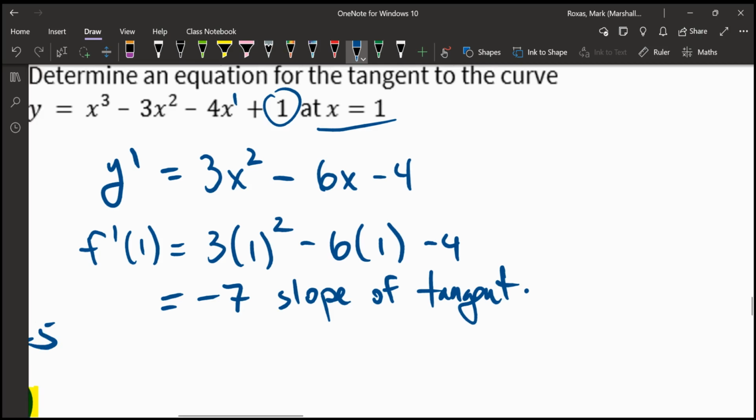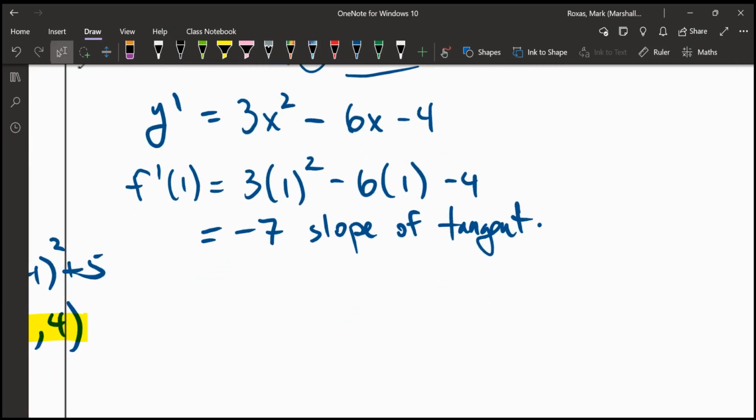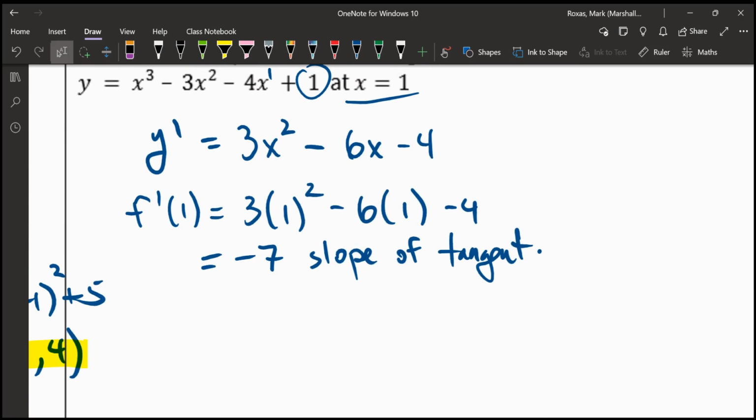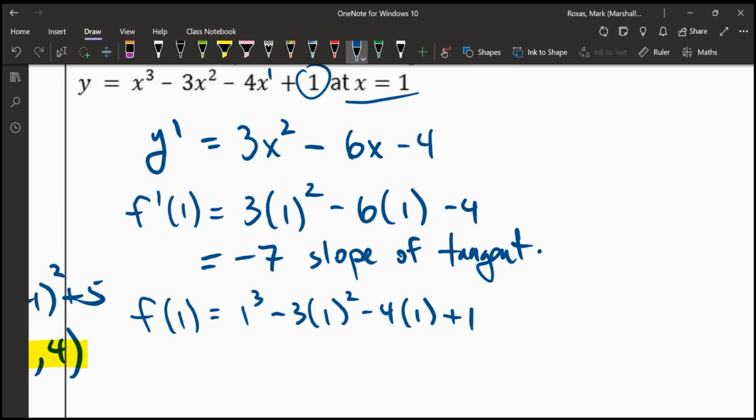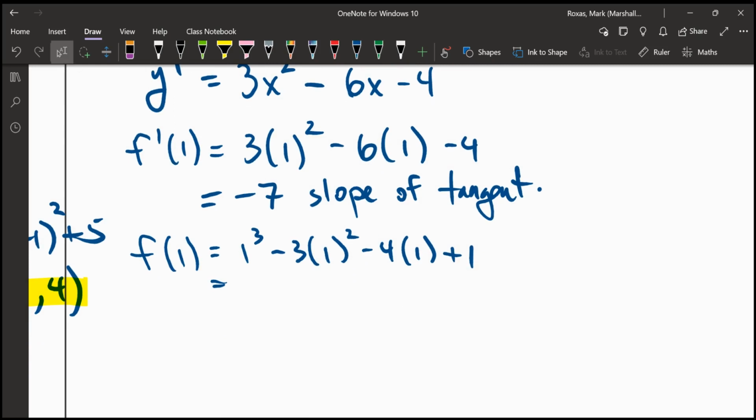Okay. What's the equation of the line? Well, I need to know a point on the line. So if I know x equals 1 is on the line, what's the corresponding y value? Plug it into the original function. f of 1 equals 1 cubed minus 3 times 1 squared minus 4 times 1 plus 1, which equals 1 minus 3 is negative 2, minus 4 is negative 6, plus 1 is negative 5. So the point that we know of is 1 and negative 5.